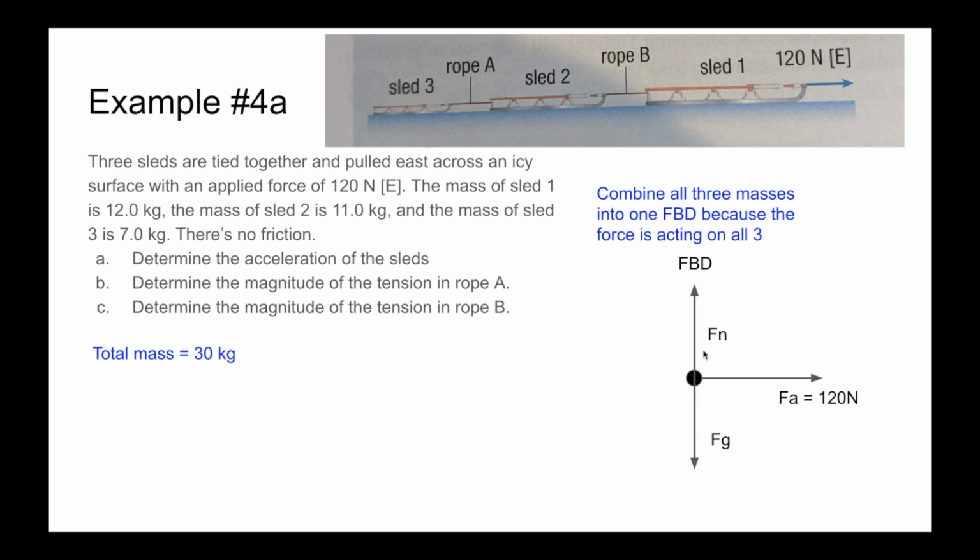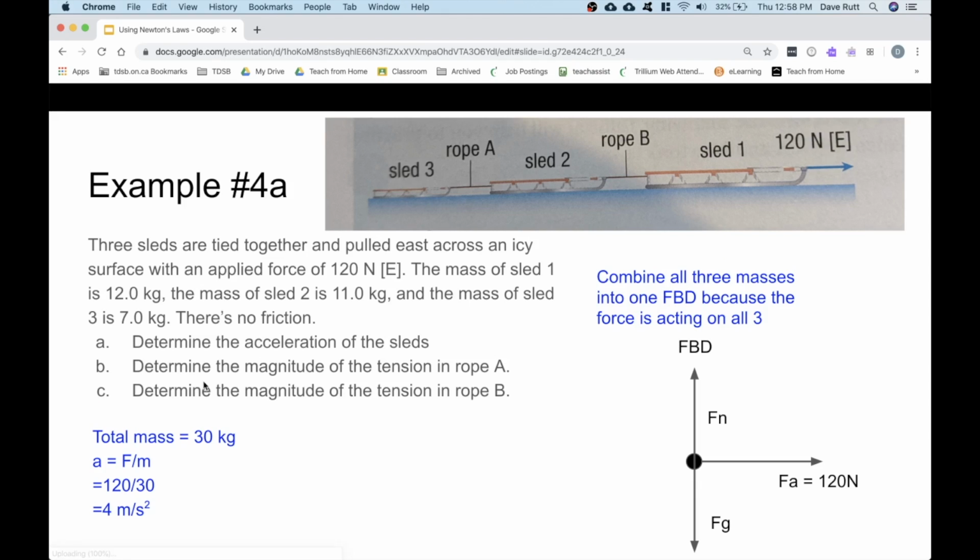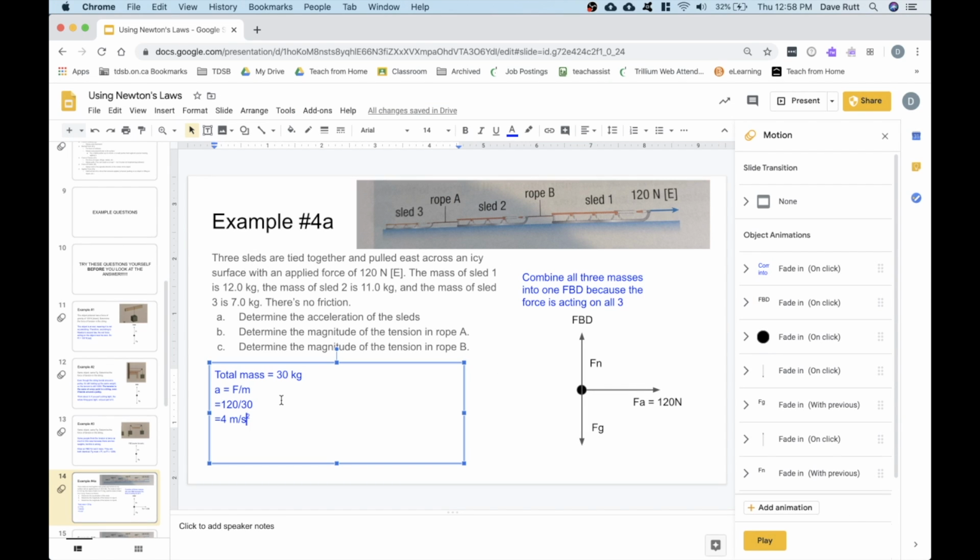Okay, so then the total mass of all three sleds is 30 kilograms. And according to Newton's second law, we know that acceleration is equal to force divided by mass. So you can just plug in those numbers. 120 newtons divided by 30 kilograms equals 4 meters per second squared. And that's to the east. I should have included the direction in my answer there. I'm not really using proper notation here because it's kind of annoying on the computer to put in all the vector symbols and stuff like that, but you should be including proper notation when you do your solutions by hand.